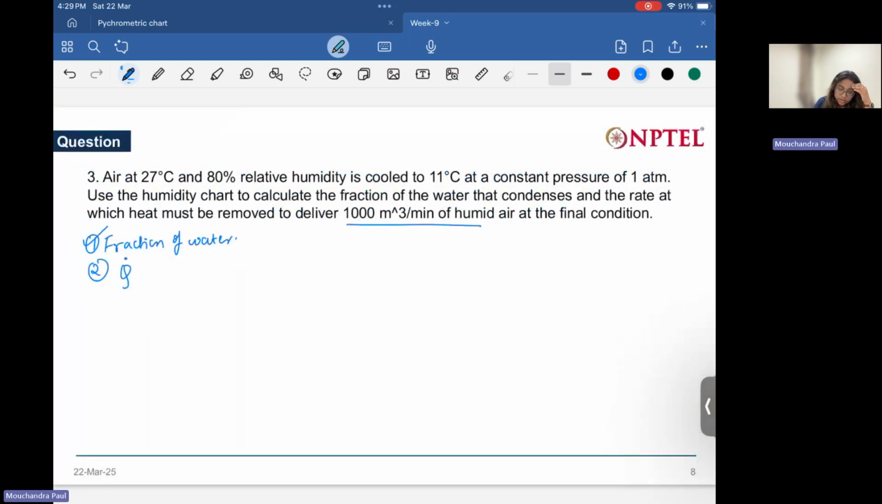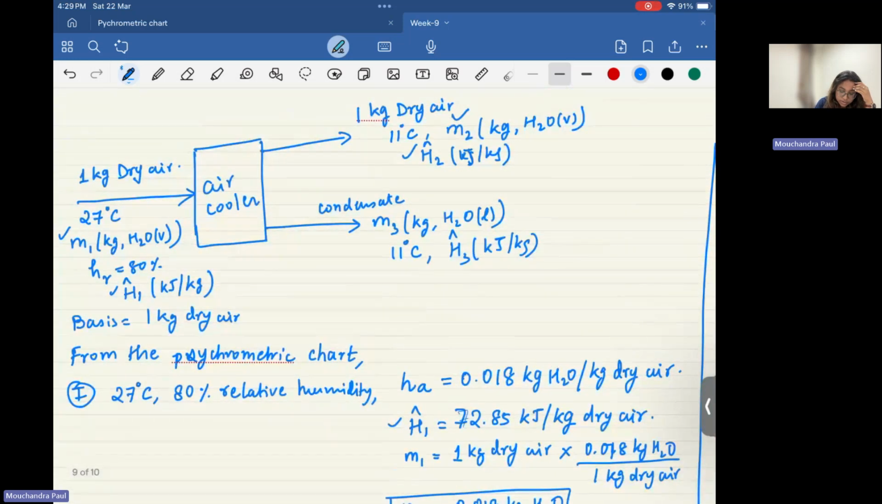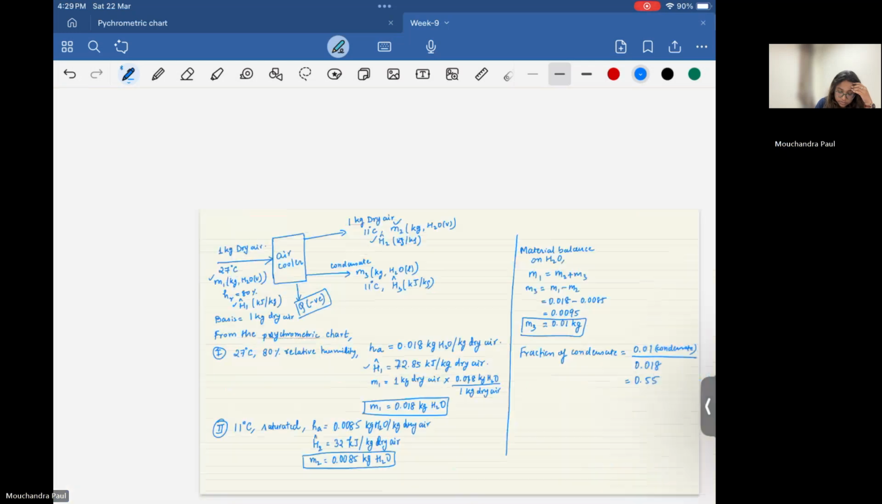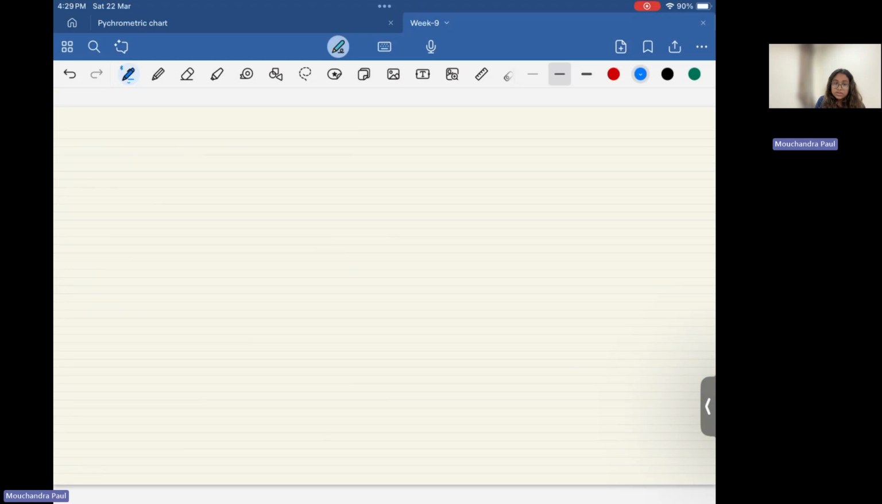Then we have to calculate the rate at which heat must be removed. As you can understand, a temperature drop is there. That means heat is removed from the system, so it will be negative. You have to calculate this value. So this is an open system, where work is zero, there is no change in kinetic energy, no change in potential energy. So Q will be simply delta H, the change in enthalpy.